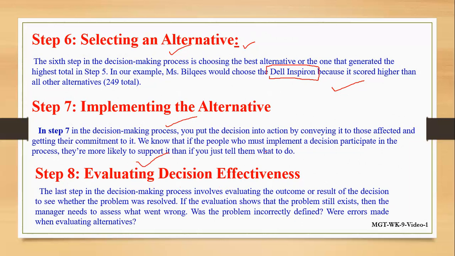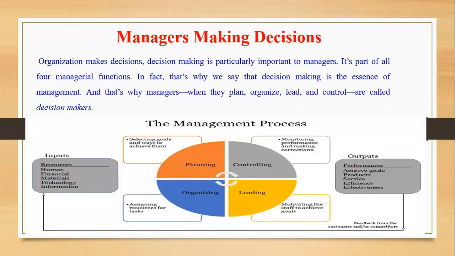That means, as I already told you, for all the sets of steps and processes, whether it is the decision-making process, planning, or MBO, at the end what you have to do is go for the feedback, go for the monitoring, and go for evaluation. So the last thing is evaluation of decision effectiveness, whether it's effective or efficient or not. So that is all about the decision-making process.